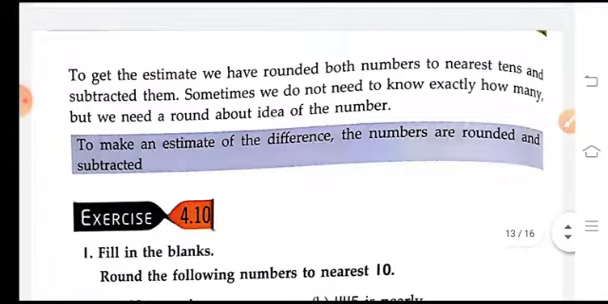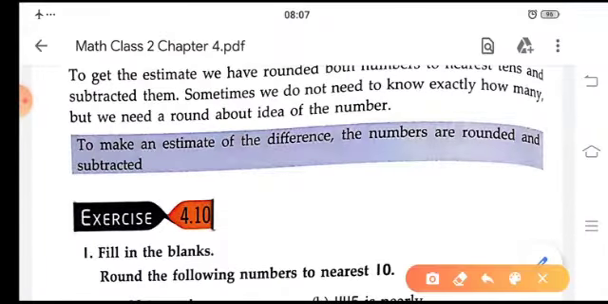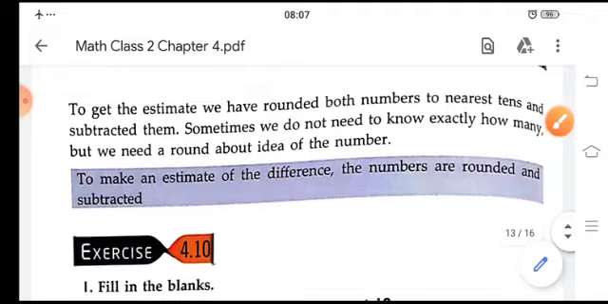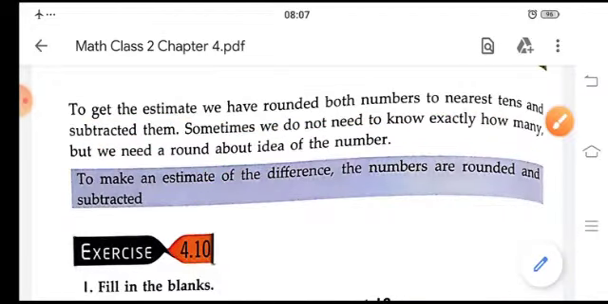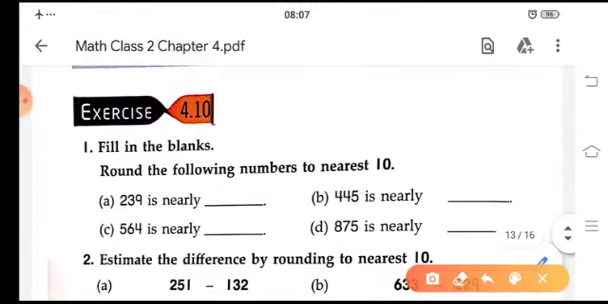So to get an estimate, we round both the numbers to the nearest tens and then subtract them. Sometimes we do not need to know exactly how many, but we need a roundabout idea of the number. So estimating is to make an estimate of the difference. The numbers are rounded and subtracted. Okay. So here we are going to do exercise 4.10.